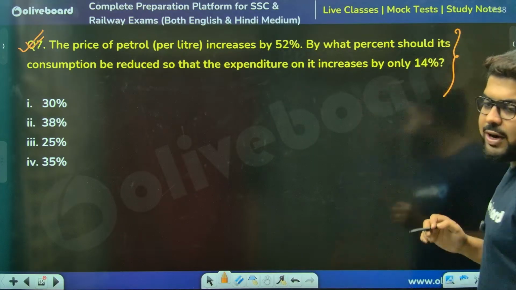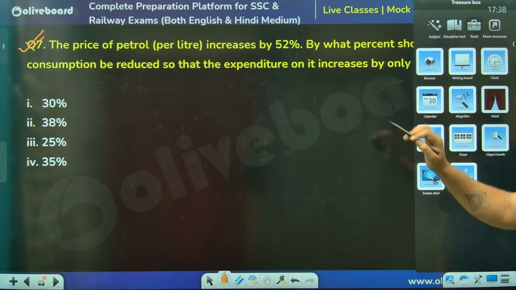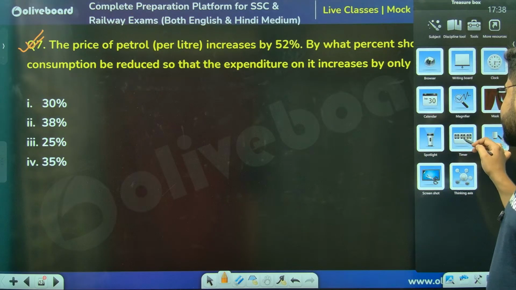This is a question called consumption based questions. Very, very important type. Again, NTPC, most probably a 2021 question, this one.